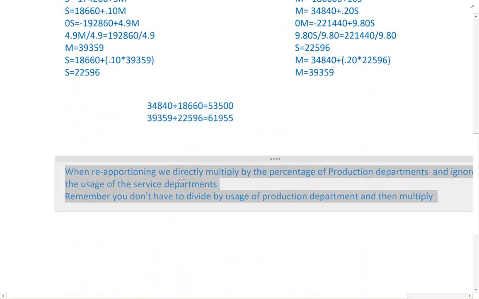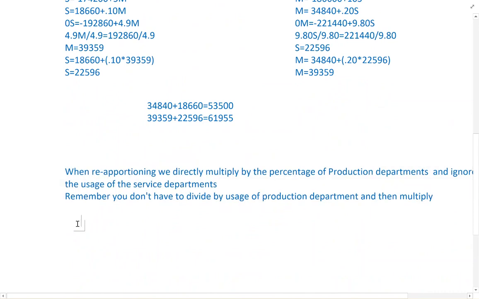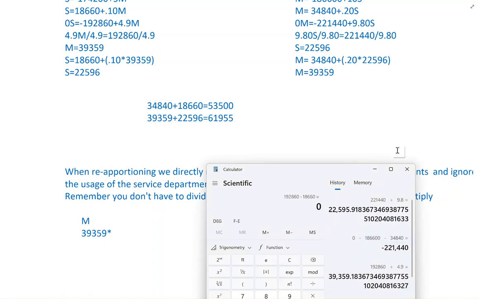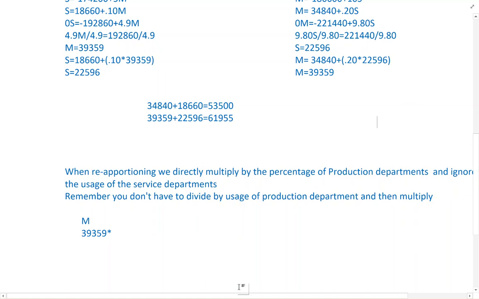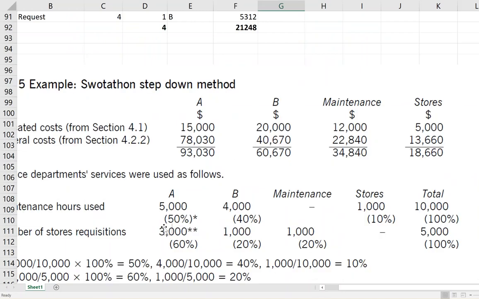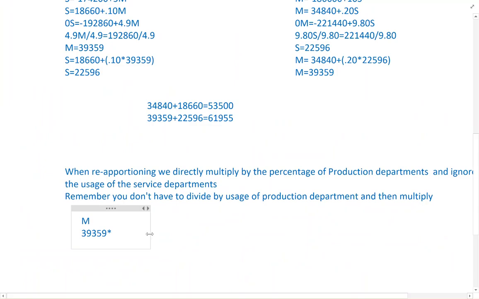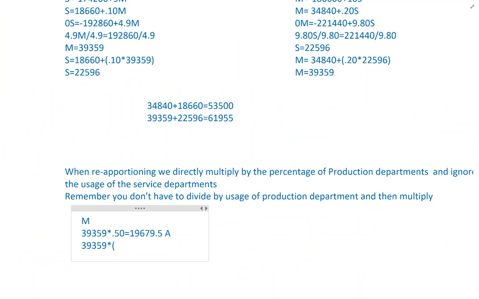But the thing is, once we have found the value of M, when we are reapportioning M, what we do is we directly multiply. We don't have to divide. We directly multiply. The percentage of Department A is 50%, so we directly multiply by 50%. It gives us A. We directly multiply by 40%, which gives us B. So what we are doing here, we are leaving 10% here.